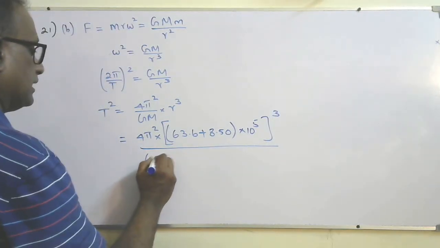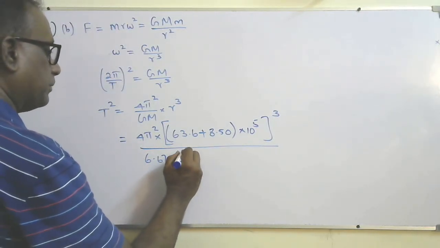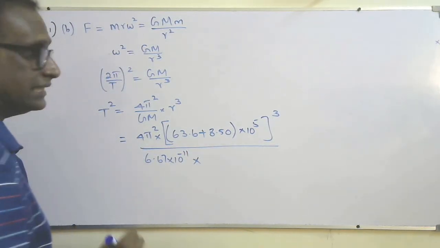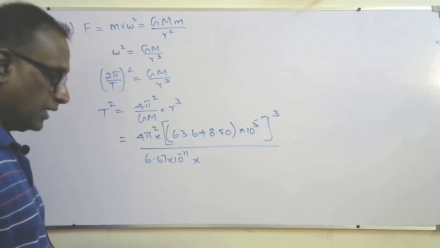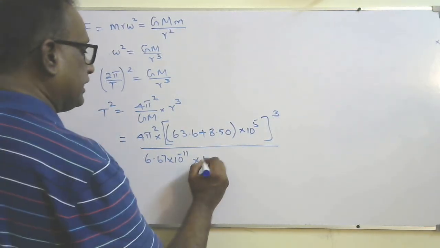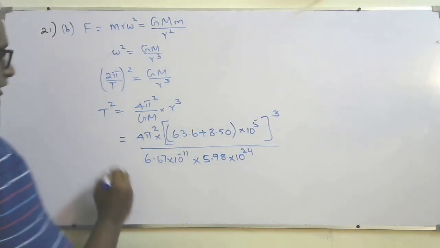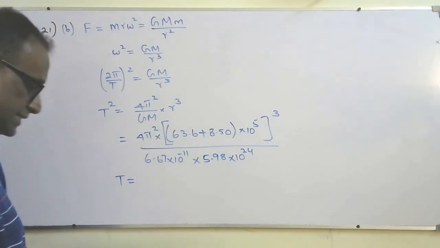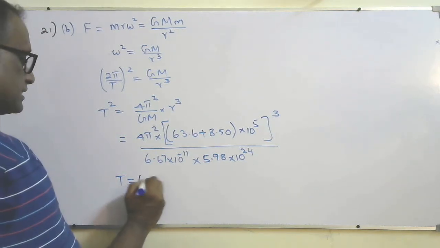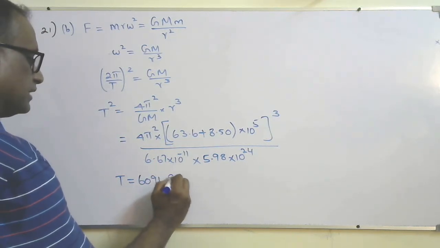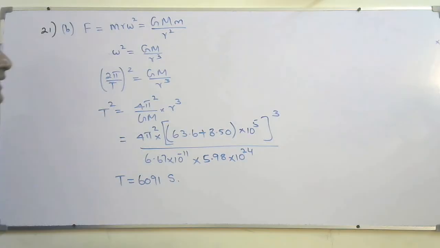G is 6.67 into 10 to the power minus 11, and the mass of the Earth, because they are orbiting around the Earth, is 5.98 into 10 to the power 24. From that, find the period T. You will get it in seconds. That will be 6,091 seconds.